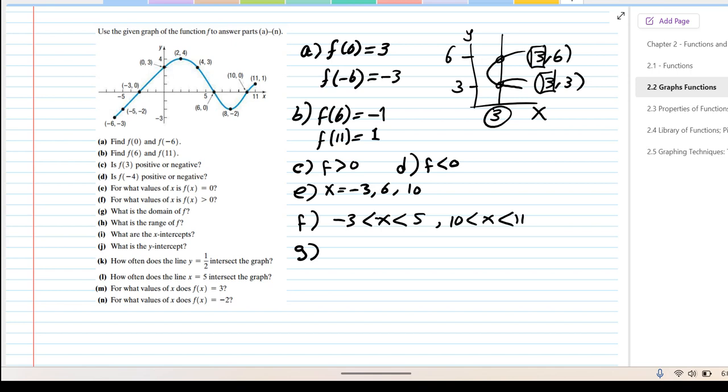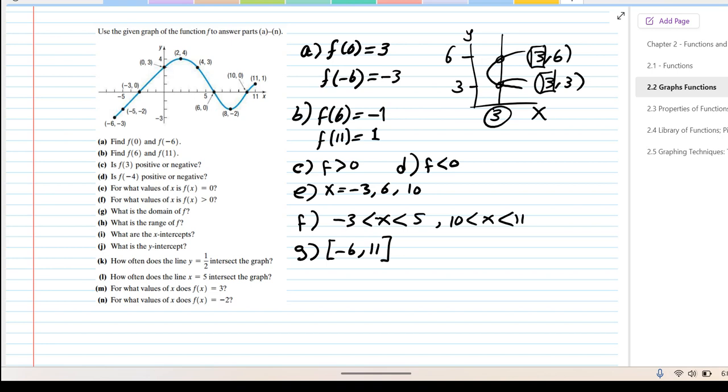Let's do part G. What is the domain of the function? Domain means all possible x values. Well, x starts from -6, ends at 11, right? So the domain is going to be bracket -6, comma 11, close bracket. Brackets mean it includes it, and because we have a solid dot here, the point is included. Sometimes they use an open circle, which means you exclude it. In that case, I would use a parenthesis. So there you have part G, the domain of the function.